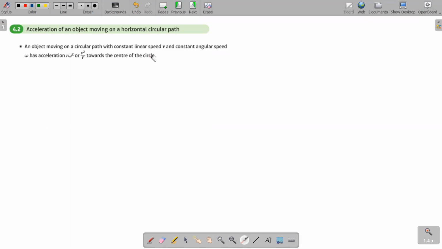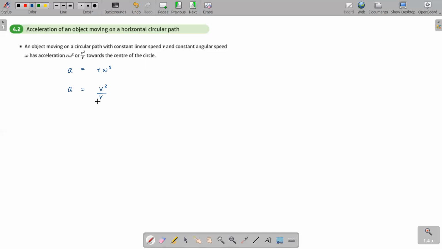There are two equations that we can use to calculate the centripetal acceleration. The derivation of them is not required. The first formula is r omega square, which is used to calculate the acceleration towards the center. The other equation is v square over r. You will use these equations as appropriate in the sum.